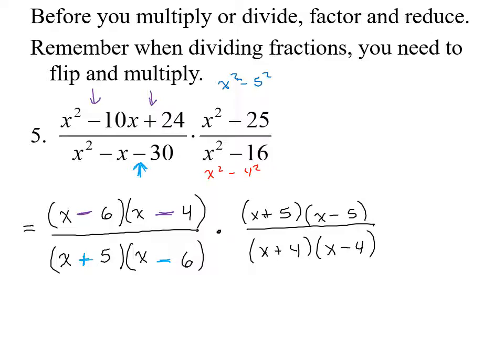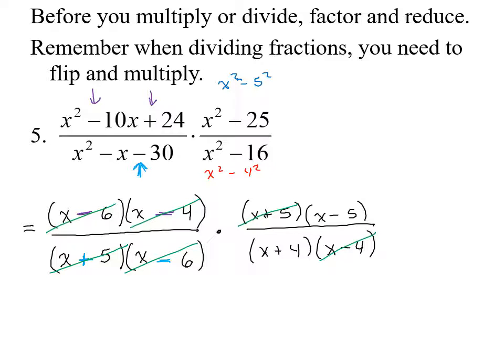The factoring is the hardest part for most people because once you get to this step now, you can cancel vertically and you can cancel diagonally. So vertically would be like this x minus 6 and this x minus 6 on the bottom. They cancel. Diagonally would be like this x plus 5 with this x plus 5 on the other fraction. Or this x minus 4 with the x minus 4 on the other fraction.